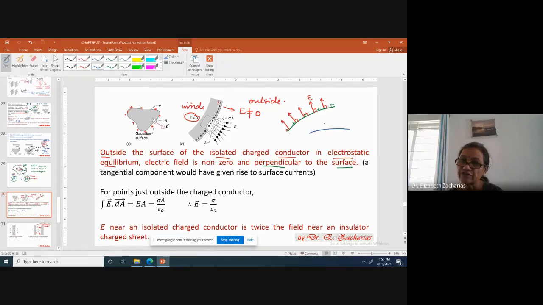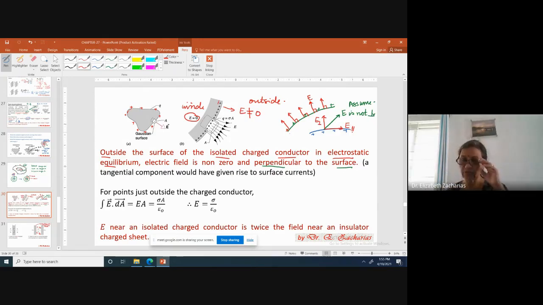For a minute, let us think that the electric field is not perpendicular. Assume electric field is not perpendicular. If electric field is not perpendicular, you can actually draw two components of the electric field. This is the perpendicular component, and this is the parallel component. Did you understand this point? Yes, ma'am. If electric field is not perpendicular to the surface, then this vector can have two components, one like this, one like this.